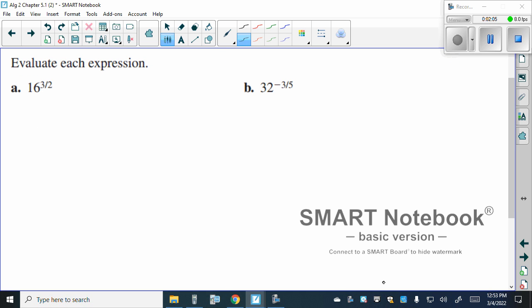Now, when we look at the first one here, 16 to the 3 halves, what we can do is rewrite this as 16 to the 1 half cubed, because we can break that rational exponent apart into two different parts.